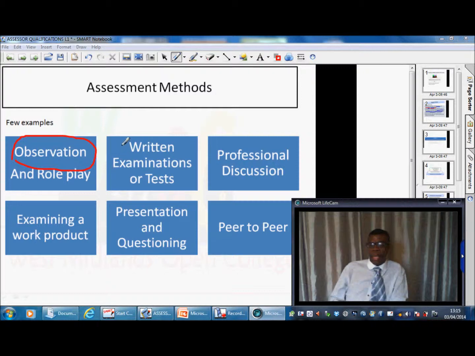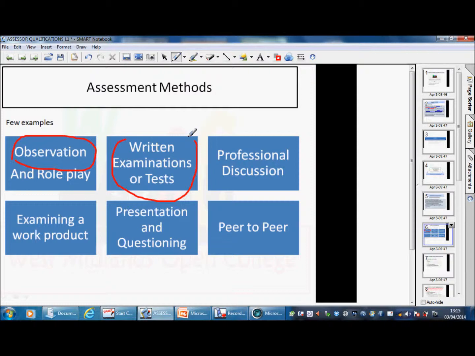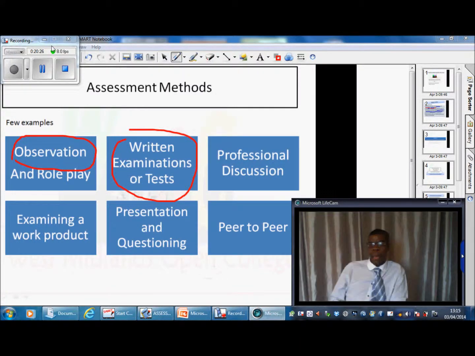Written examinations or tests. This is very straightforward. Most of us who have done GCSEs, A-levels, have gone through this. You can actually, even in your case, design a question paper where people write examinations, but under exam conditions.